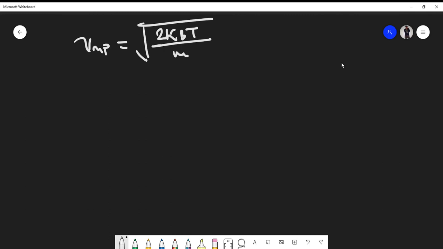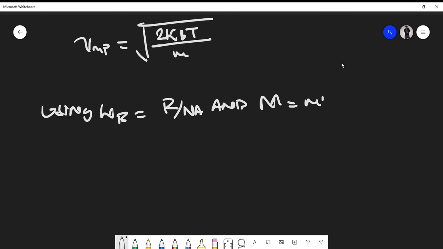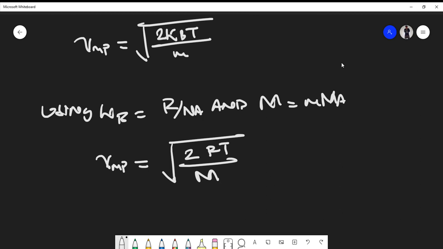Again, we can actually simplify this. So if we use kb is equal to, again, R divided by NA, where NA is Avogadro's number, and M is equal to m times NA, right? So the molar mass is equal to the number of molecules times Avogadro's number, then we really get vmp, simplifying it, to be equal to the square root of 2RT over the molar mass, which is M.